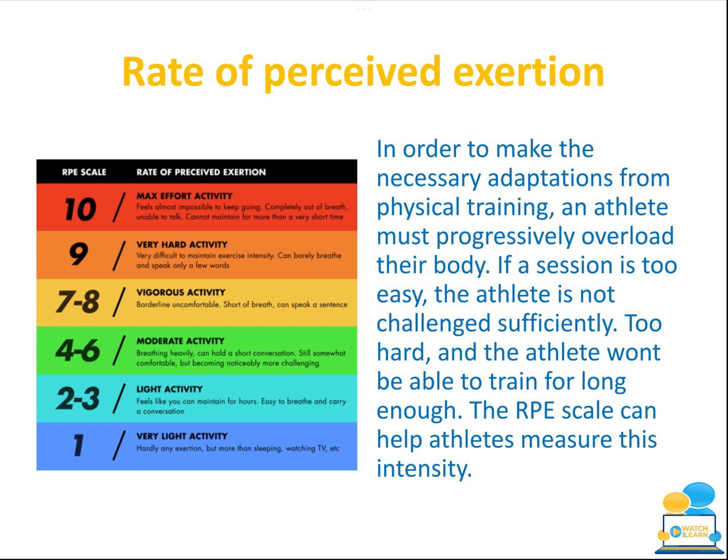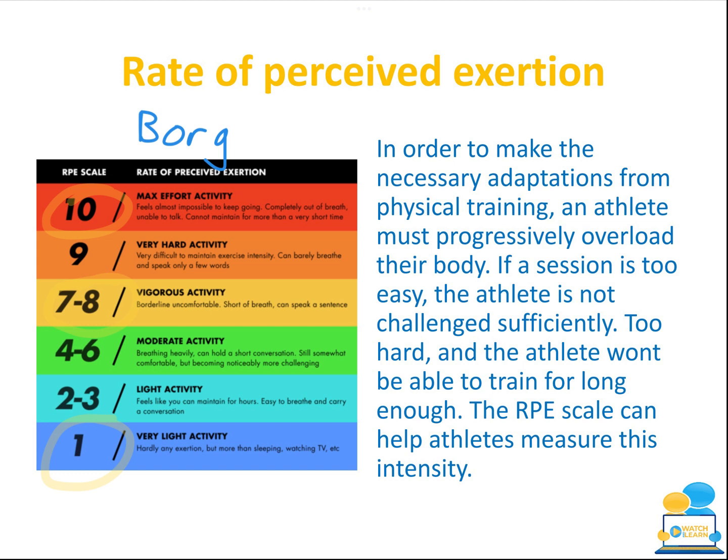So I mentioned intensity, and the rate of perceived exertion chart can also very often be called the Borg scale. The Borg scale of rate of perceived exertion is very, very simple. It's ranked from 1 to 10. Looking over here on the left, we have number 1, very light activity, hardly any exertion, but more than sleeping, so watching TV, etc. Then we have number 10, max effort activity. So it feels almost impossible to keep going, completely out of breath, unable to talk, cannot maintain for more than a very short time. Then somewhere in the middle, if we look at 7 and 8, well, vigorous activity. So this is borderline uncomfortable, short of breath, but can speak a sentence.